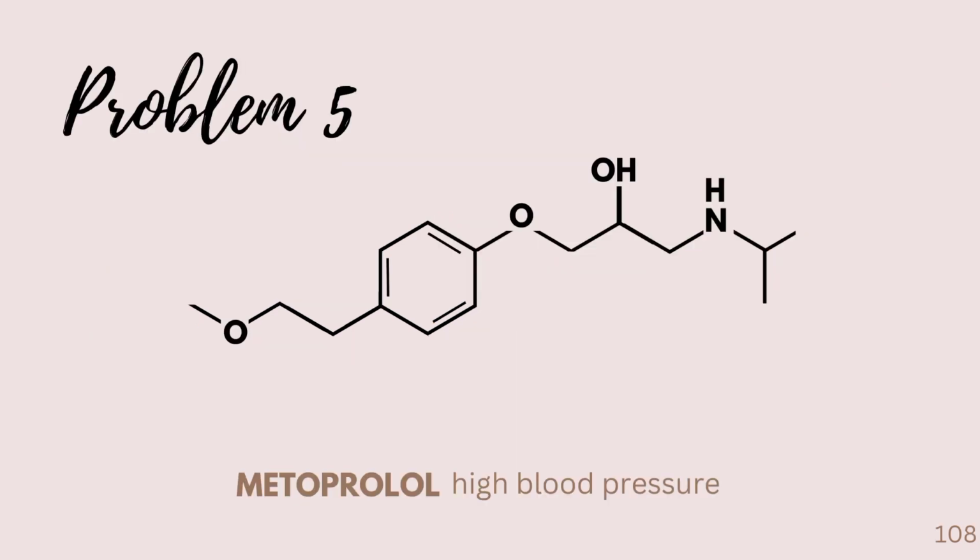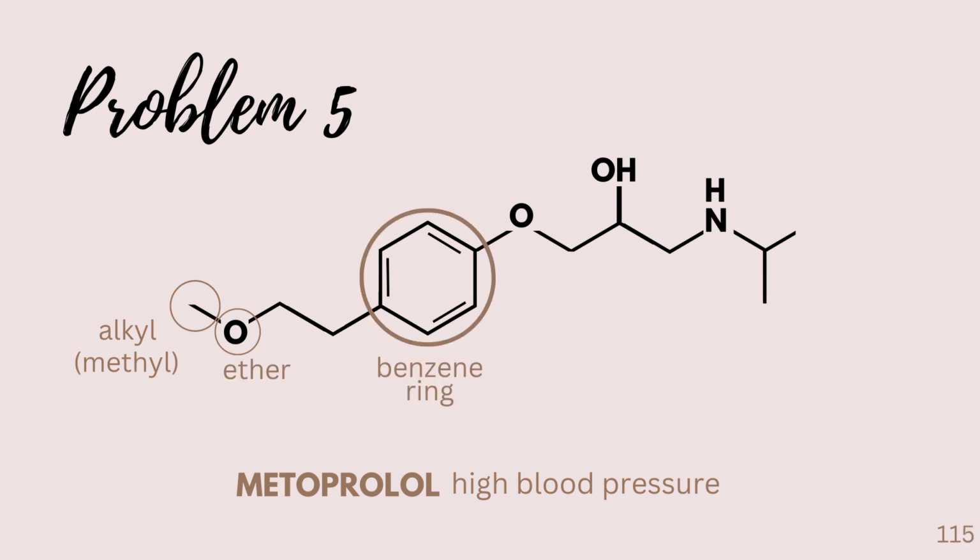This drug is called metoprolol. Metoprolol contains, on the far left, an alkyl group. A 1-carbon alkyl group is called a methyl group. This is an oxygen attached to 2 carbon groups. That's an ether. Now, benzene rings are always easy to circle. This would be another ether.